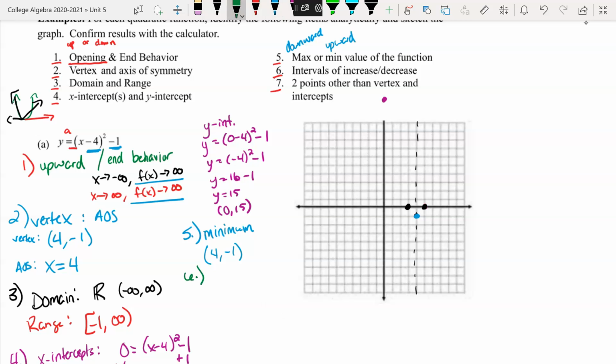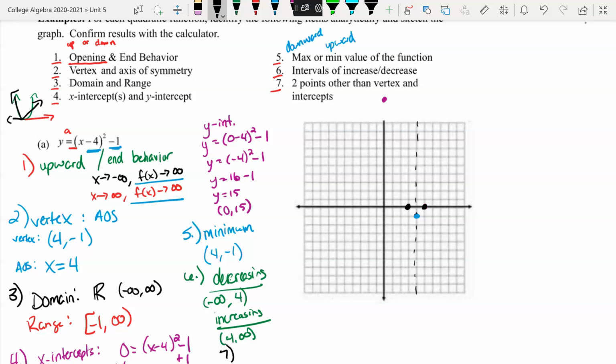Intervals of increasing, decreasing. Well, if you think about it, it's a parabola, right? So as I go from left to right and I'm reading it, it's going down. So it's going to be decreasing from -infinity all the way to my x value of 4. And then it's going to be increasing from 4 to infinity. All right, so if it's upward, it's going to be decreasing then increasing. If it's downward, it's going to be increasing then decreasing. Those don't ever really change.